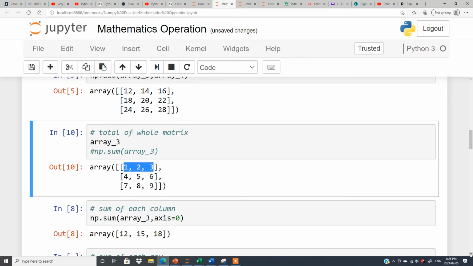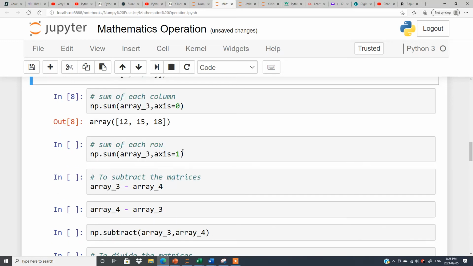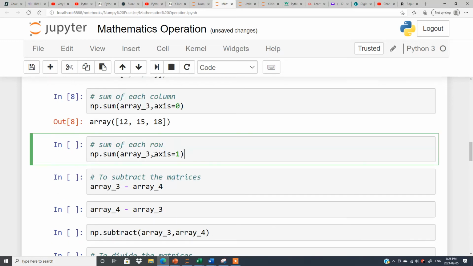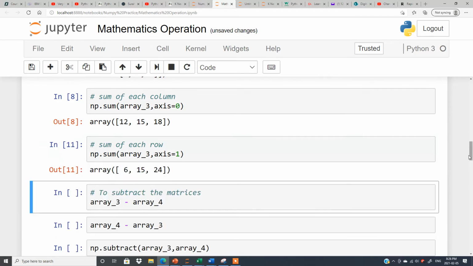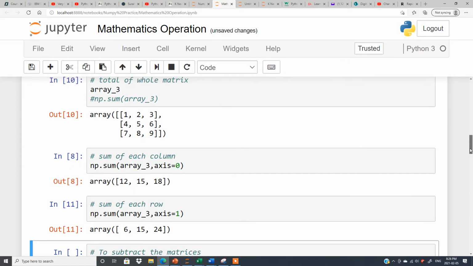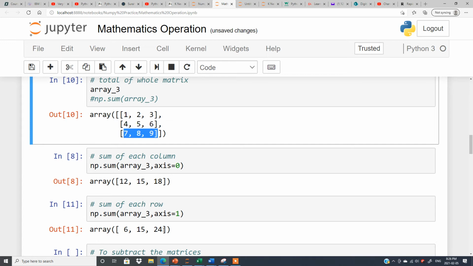Instead of axis equal to 0, you have to put axis equal to 1, right? So when I execute it, you will see this is the total of each row. See, first is 6, then 15, so 1 plus 2 plus 3 is 6, and this is the total of 15 and this is the total of 24. So for columns axis is equal to 0, for rows axis is equal to 1, right?